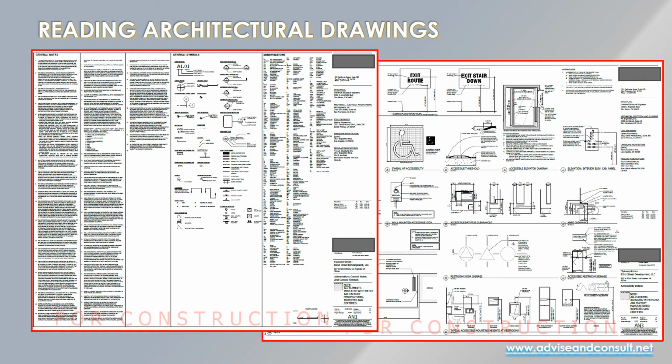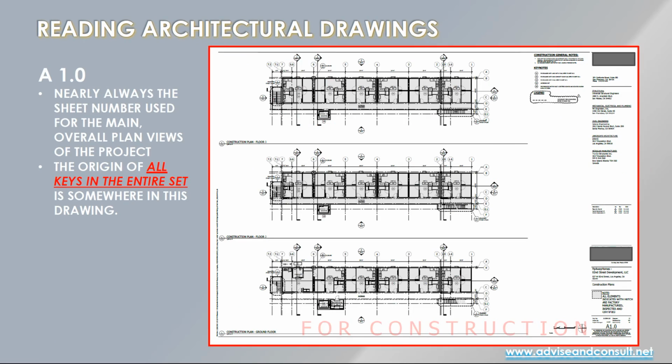ADA is national, but ADA is part of Title 24 in California. Okay, so moving through the set. A1.0 is nearly always the sheet number for the main plans, which is where you get the information about how to drill down from the larger scale to the smaller scale.